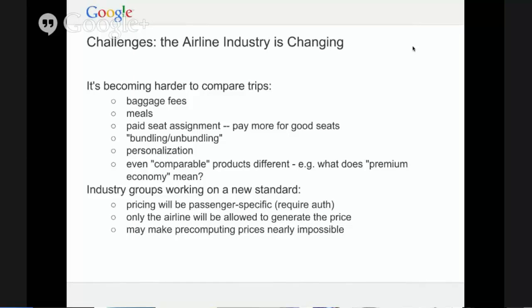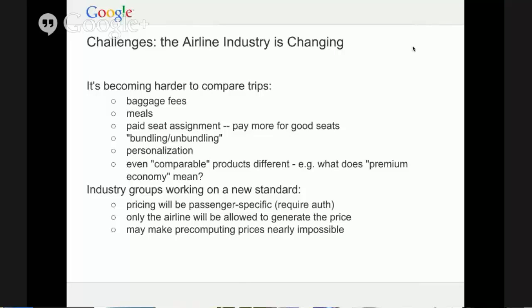And the industry groups are working on a new standard for the pricing to be passenger specific. If you have passenger specific pricing, then the search you do may not yield the same results that somebody else does. And this makes an already complicated problem even harder, because we cannot share search results. We cannot say, hey, somebody else searched for the same ticket earlier, let me give you those prices. Can't do this anymore.